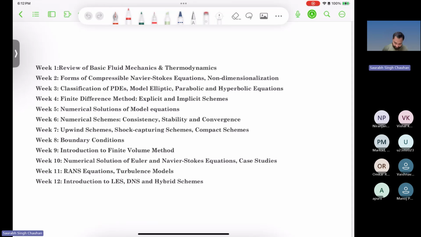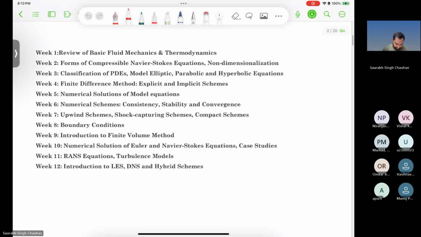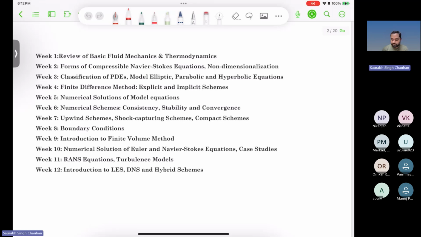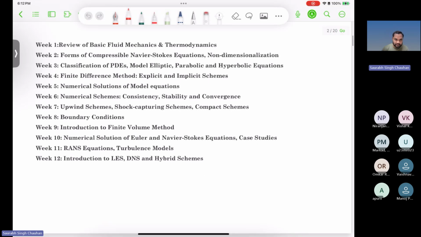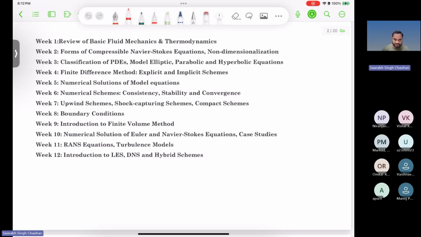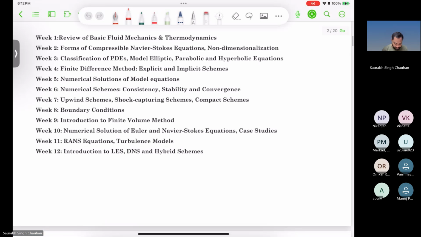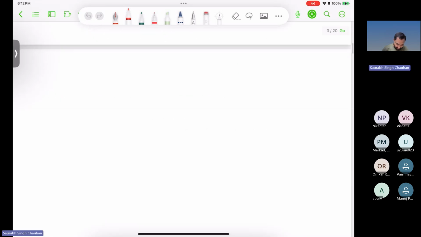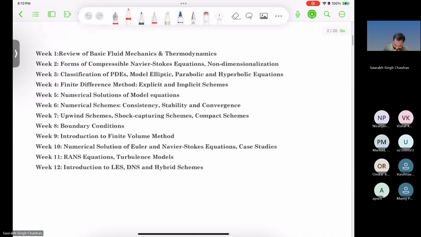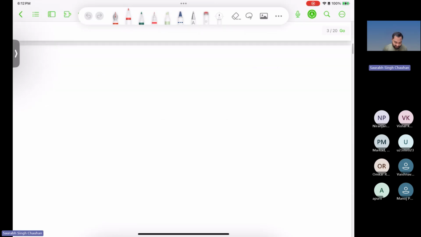Since this is a very broad course, some concepts may not be discussed very thoroughly. So if you have any doubt, I request all of you to please discuss here and also go through any good textbook for the basic concepts which are prerequisites for this course. In week 1, we have discussed some basic reviews of fluid dynamics and thermodynamics. Before starting, I will briefly summarize.